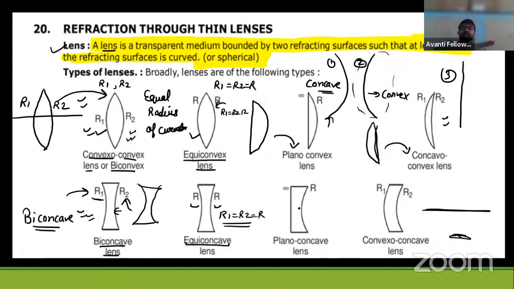Since we have added all this planar with the convex surface, we'll add it with the concave surface also. So I'll say like this: planar plus concave will give me a planar concave lens. This will give me a convex concave lens. So through this, we'll get the combination of lenses.